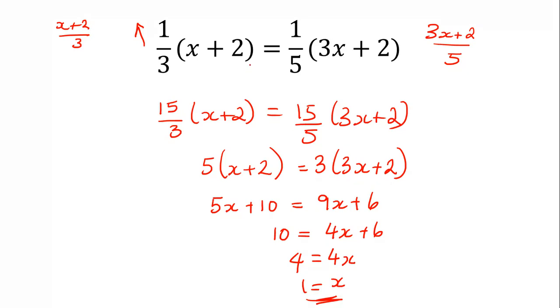Go and check. 1 plus 2 is 3. 3 divided by 3 is 1. 3 times 1 is 3, plus 2 is 5. 5 divided by 5 is 1. So we get 1 equals 1.